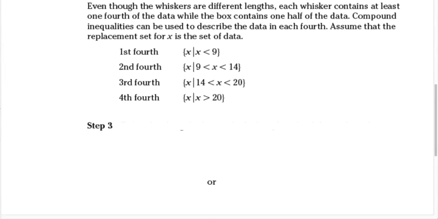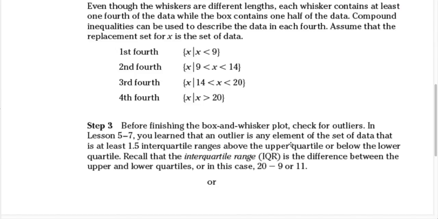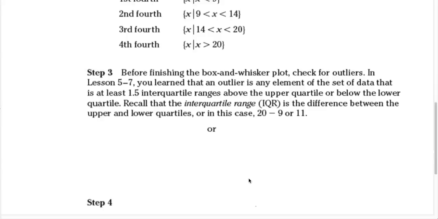Now step number 3. Before finishing the box and whisker plot, check for outliers. In lesson 5-7, you learned that an outlier is any element of the set of data that is at least 1.5 interquartile ranges above the upper quartile or below the lower quartile. Recall that the interquartile range is the difference between the upper and lower quartiles, in this case 20 minus 9, or 11. So let's do a little bit of review.